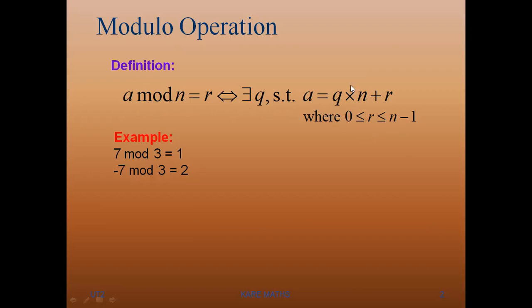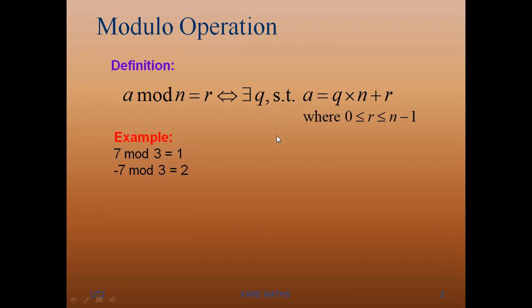And here we can say that q is the quotient, r is the remainder, a is the dividend, and n is the divisor. For a small example, I can take 7 mod 3 is equal to 1. So now I want to show that 7 mod 3 equals 1 based on this if and only if condition.